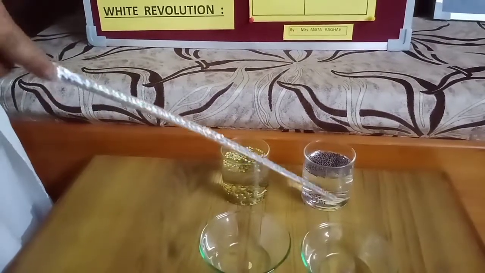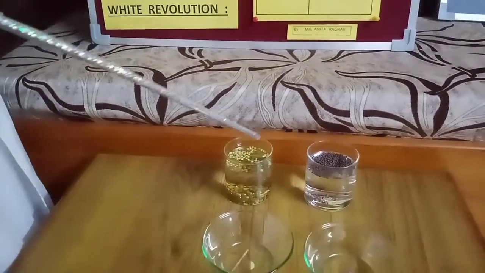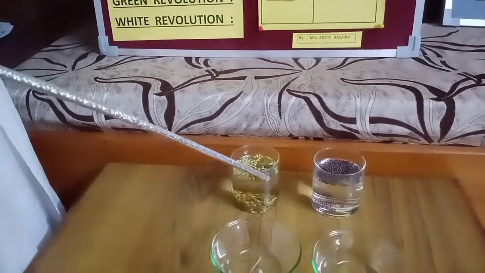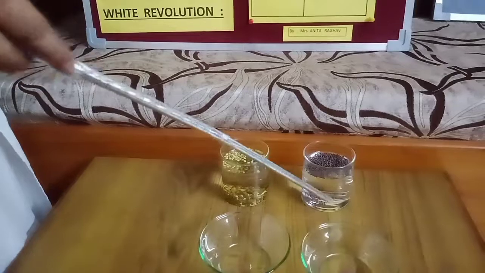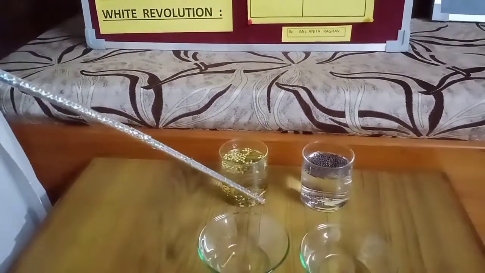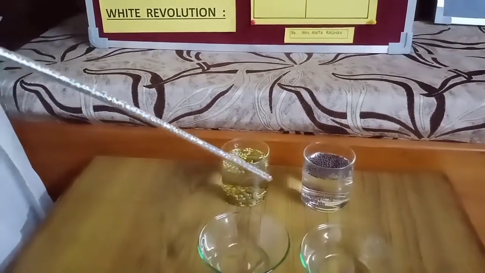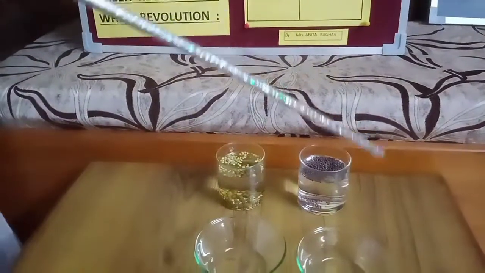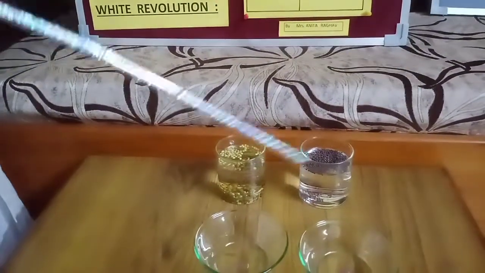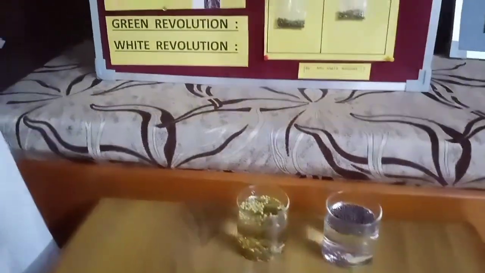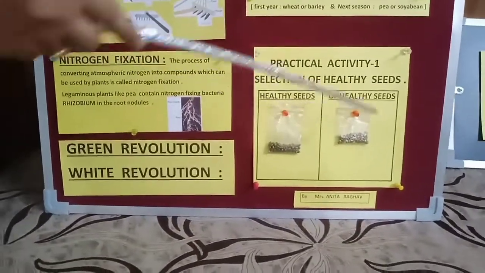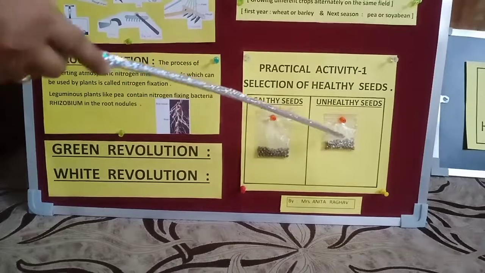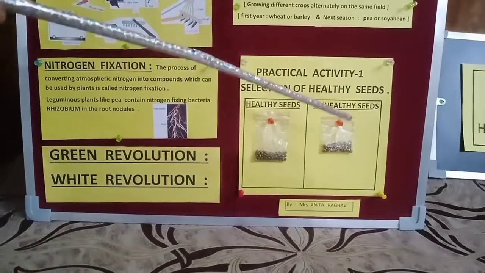Let's conclude. The seeds which are floating on the surface are unhealthy seeds, while the seeds which settled at the bottom are healthy seeds. So we perform this activity to separate unhealthy seeds and healthy seeds. So do this activity at home and collect few samples of healthy and unhealthy seeds like this.